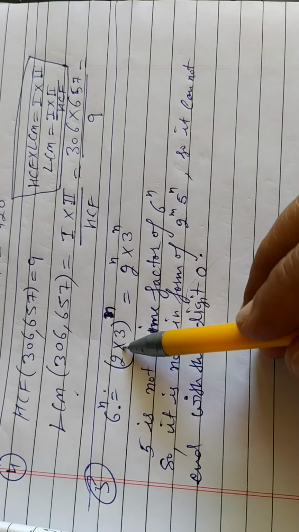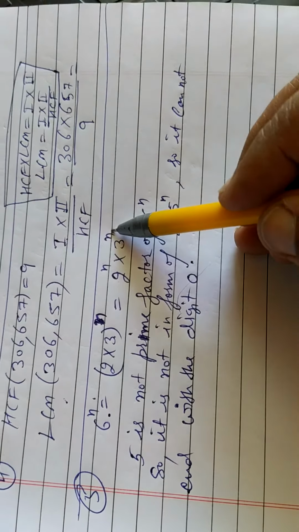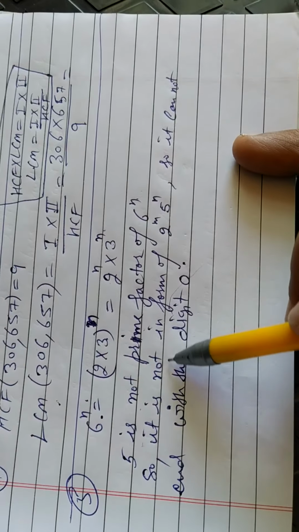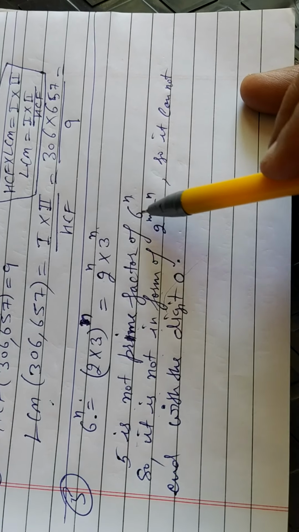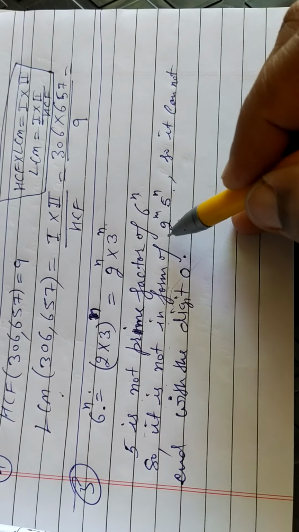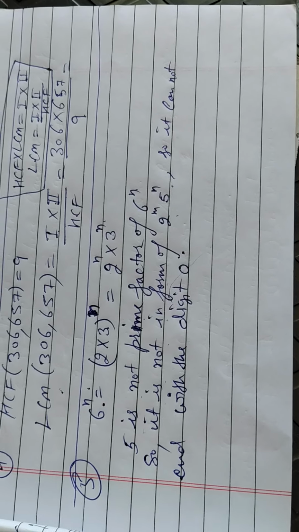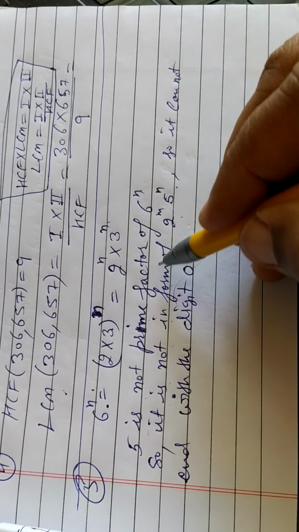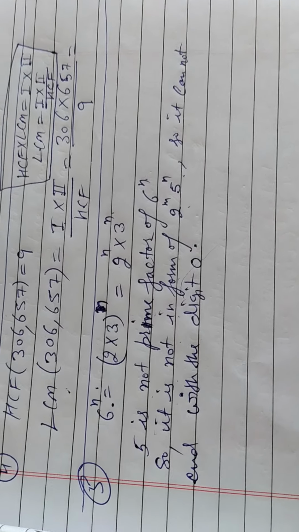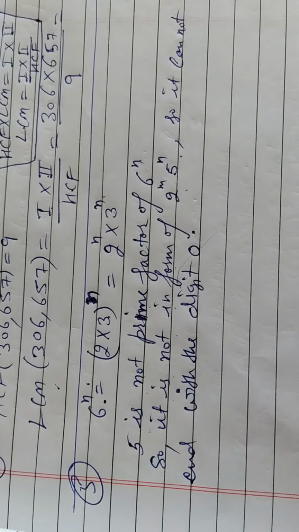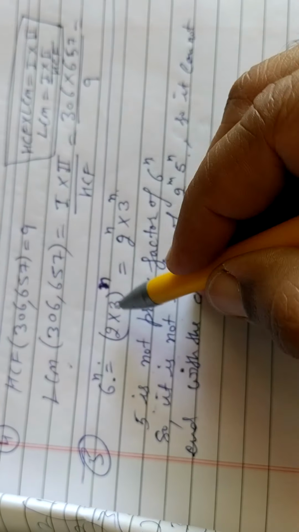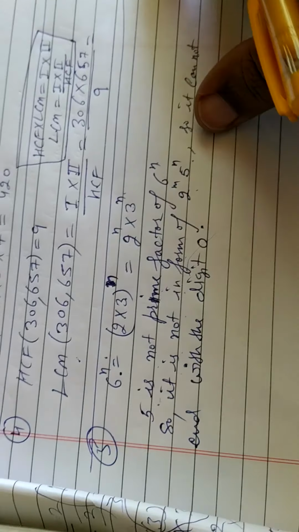6 power n is equal to 2 into 3, 2 power n into 3 power n. 5 is not a prime factor of 6 power n, so it is not in the form of 2 power m into 5 power m, where m and n are positive integers. Any number that ends with the digit 0 must contain 2 and 5 as prime factors. But here only 2 is there, 5 is not there, so it cannot end with the digit 0.